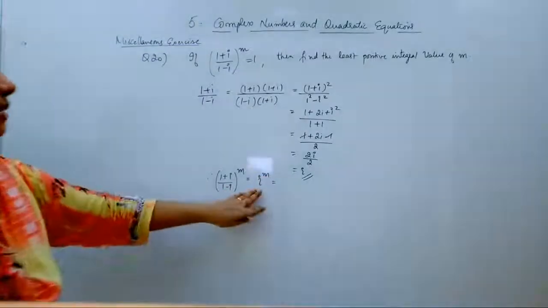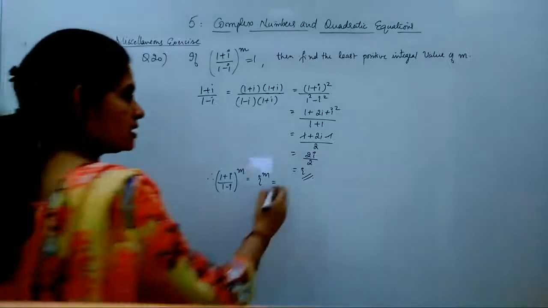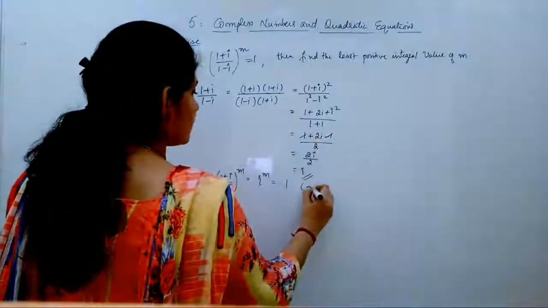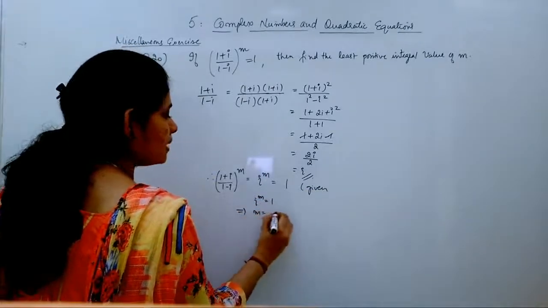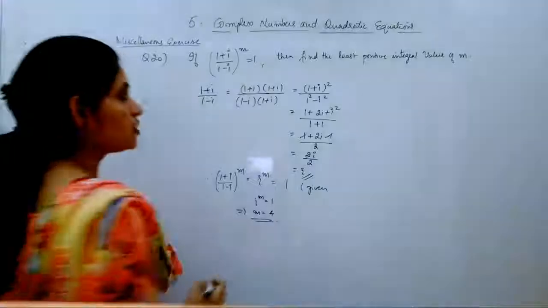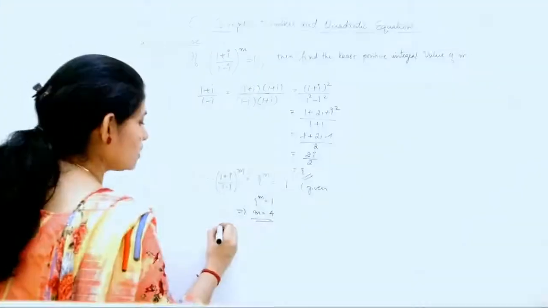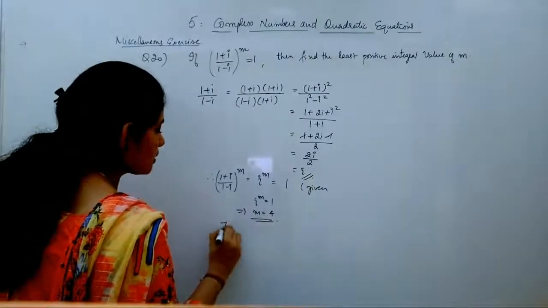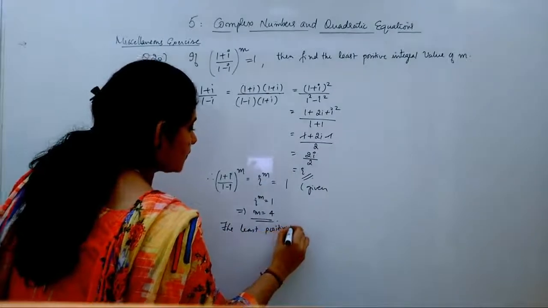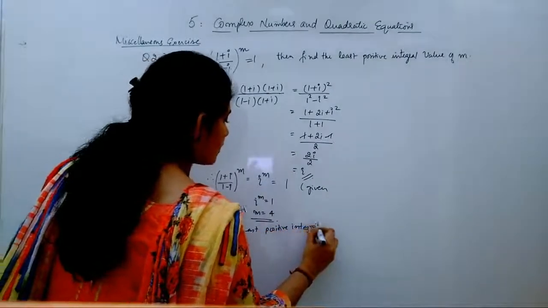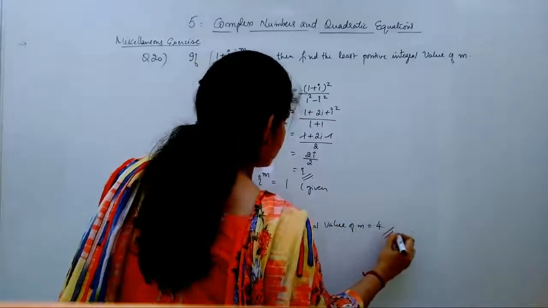And what is the least power of i which gives you 1? It is 4. This is equal to 1, as given in the question. So if i^m is equal to 1, then m should be 4. So this is the least positive integral value of m. You can say 4 is the least positive integral value of m.